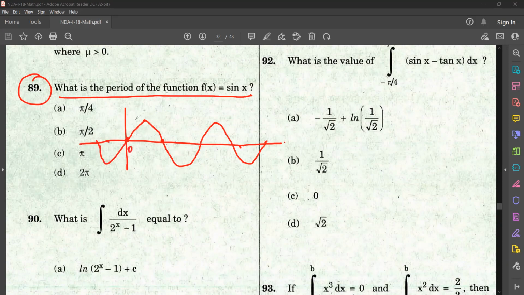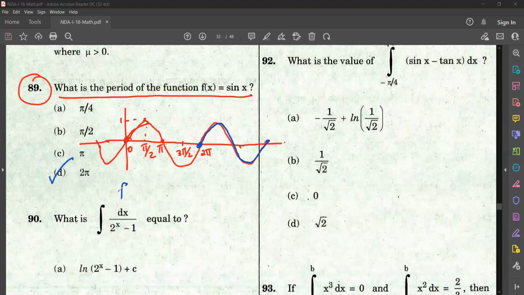So here it is 0, here 1 for pi by 2. This is for pi. Then this is 3 pi by 2. This is 2 pi. Like that. Okay. So this sine wave repeats after what? The sine wave again repeats after 2 pi, isn't it? So the period is 2 pi.